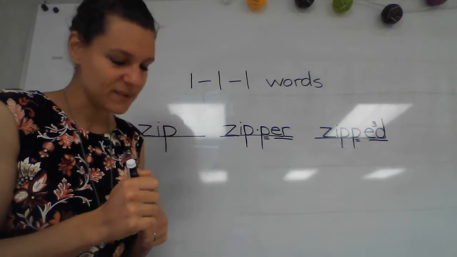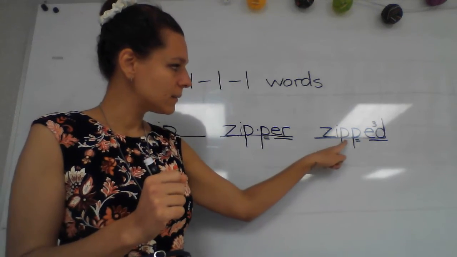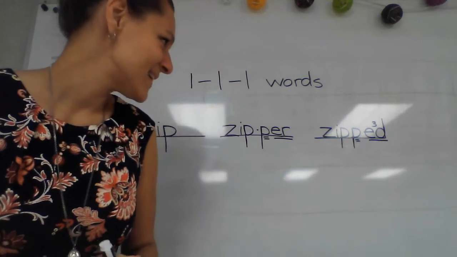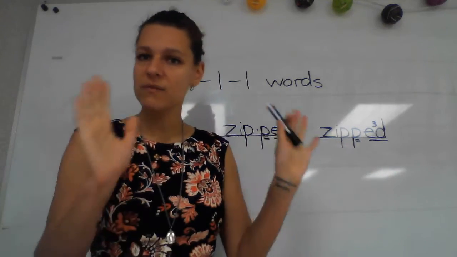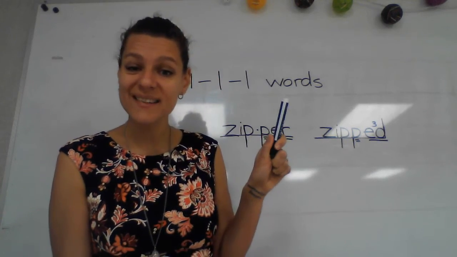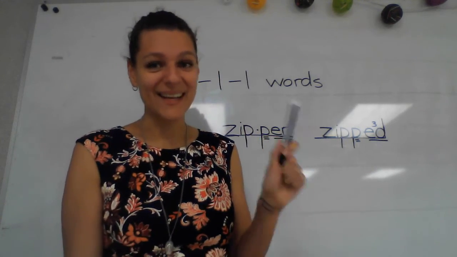All right, let's read that word. All right, excellent job, class, with transforming your 1-1-1 word and remembering to do what to the last consonant? Good, double it.